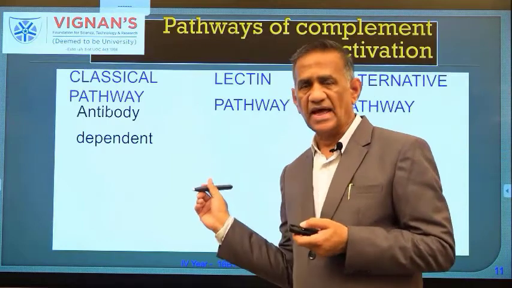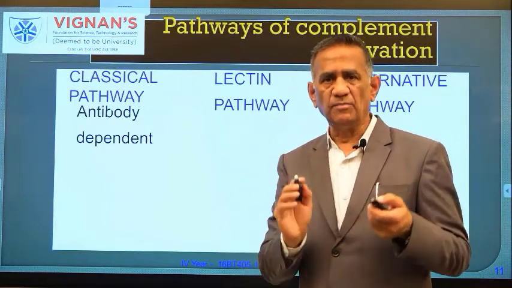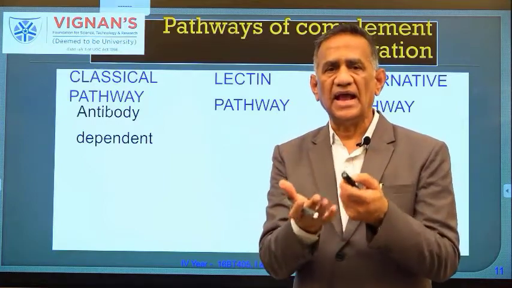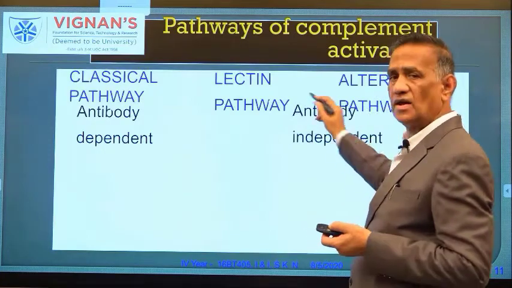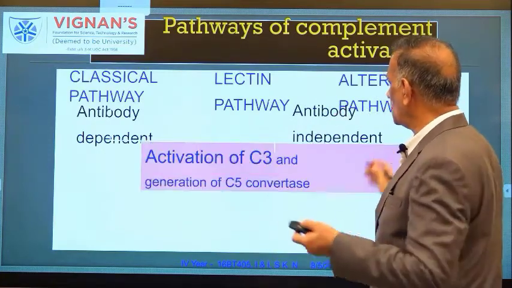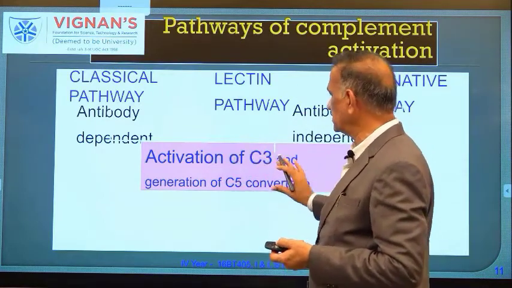In the previous slide, I showed you the immune complex. The immune complex is nothing but antibody binding to the antigen. That is what it depends on. The next two are antibody independent. This is the stage where all 3 converge: activation of C3.